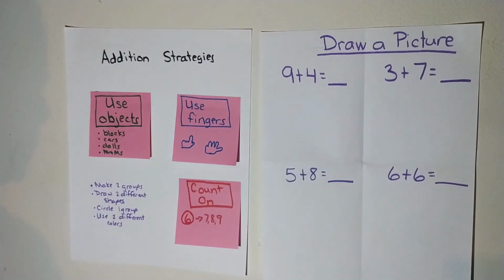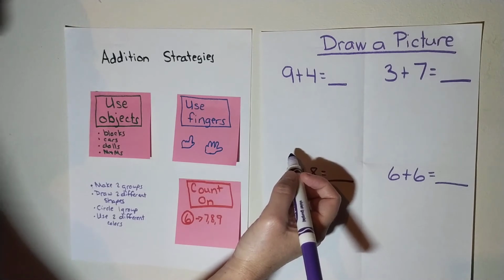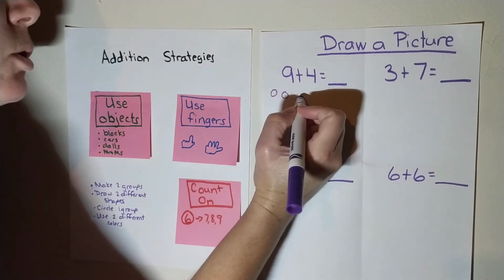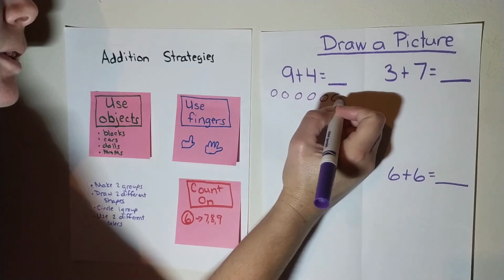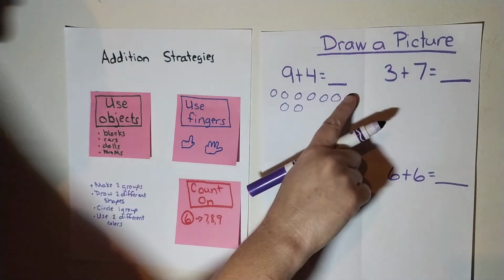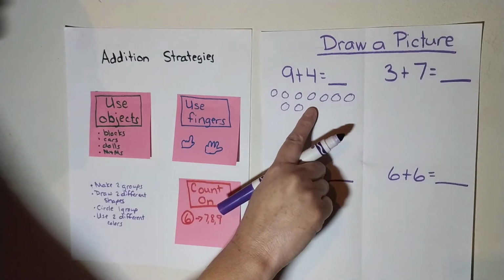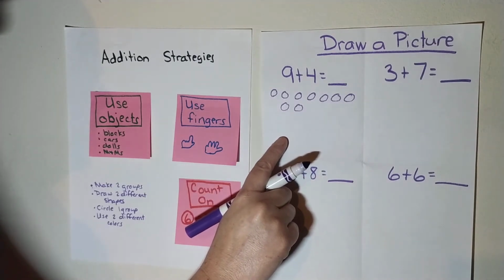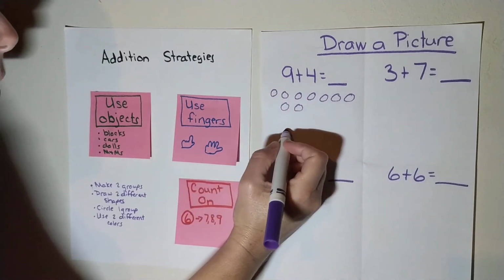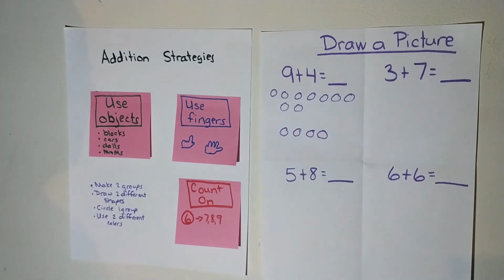So one of the things it said was to make sure your groups are separated. So I'm going to use circles. Those are easy to draw. And I'm going to draw my 9, and I'm going to draw my 4. 1, 2, 3, 4, 5, 6, 7, 8, 9. All right, my 9 ran out of room in my box, so I had to go to another line. So I want to make sure my 4 doesn't start here and it moves down just a little so I can tell that it's two separate groups. 1, 2, 3, 4.